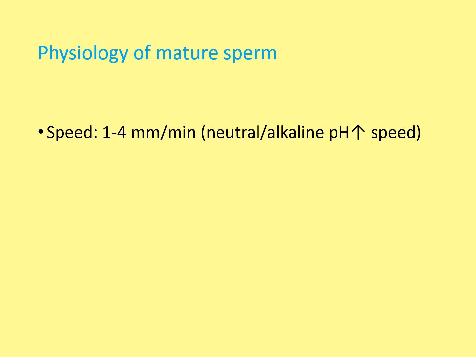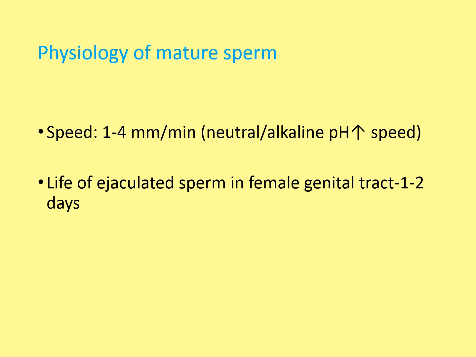Life of ejaculated sperm in the female genital tract is approximately 1 to 2 days. After that, there will be death of the spermatozoa. Regulation: there are some stimulating factors and some inhibitory factors. First of all, the hypothalamus releases GnRH, gonadotropin releasing hormone, which stimulates luteinizing hormone and follicular stimulating hormone, FSH.